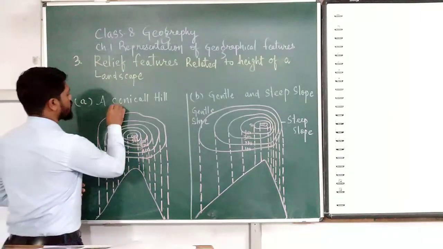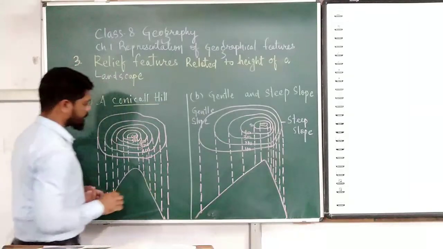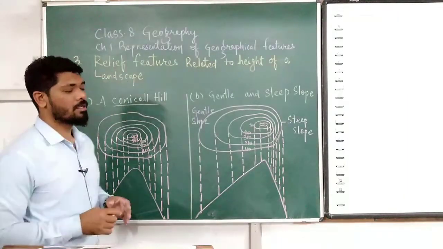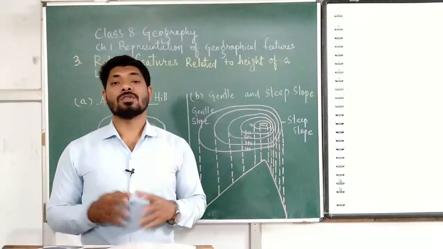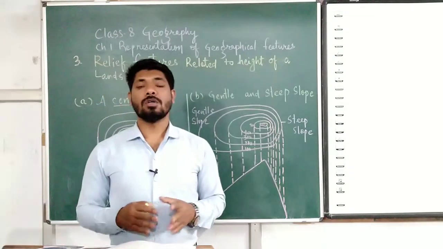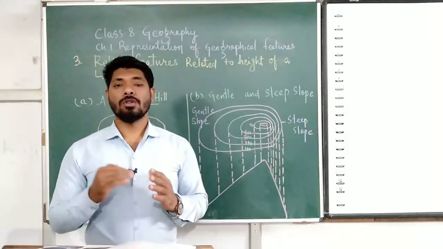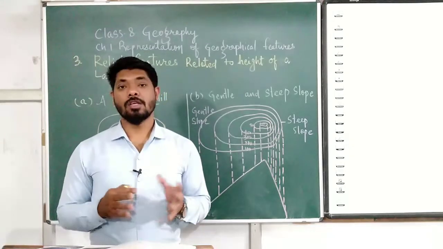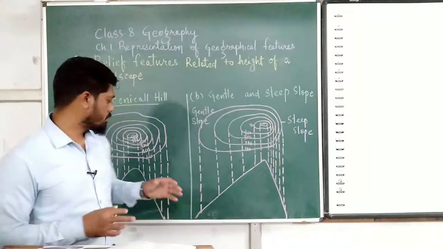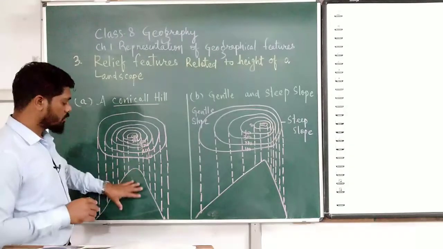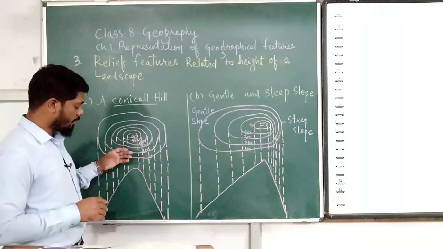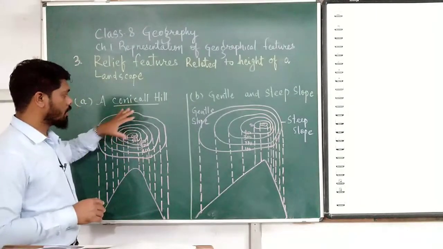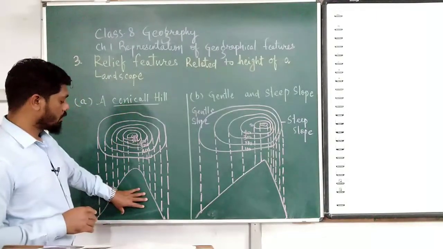Let's say the first one is the conical hill. Conical hill, in the sense you might have seen a cone ice cream, right? Proportionally all the sides are equal, uniform. In the same sense, the mountains which are proportional from all the directions, all the sides, have a bit of a conical shape. So how can that be shown?